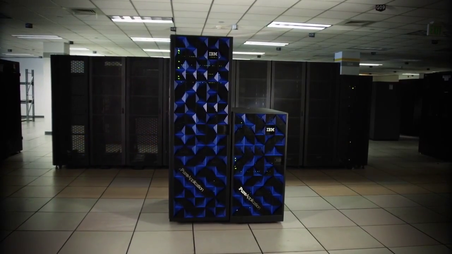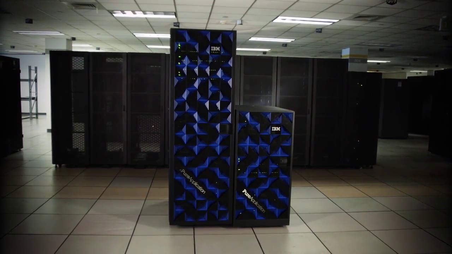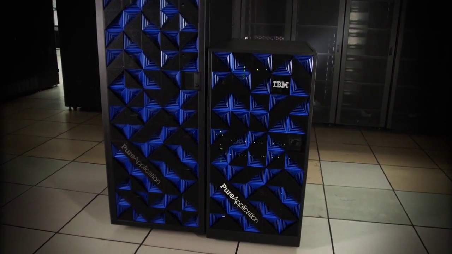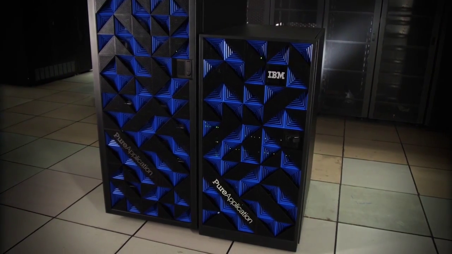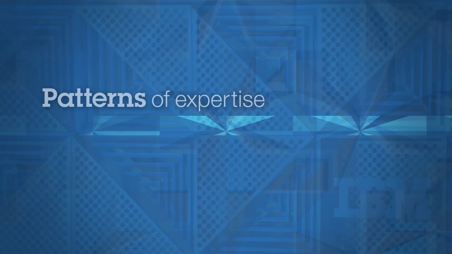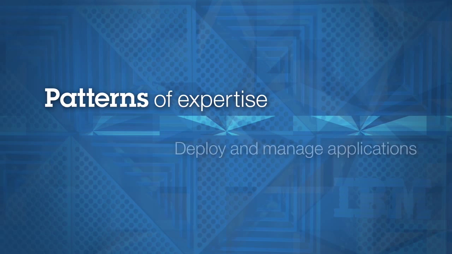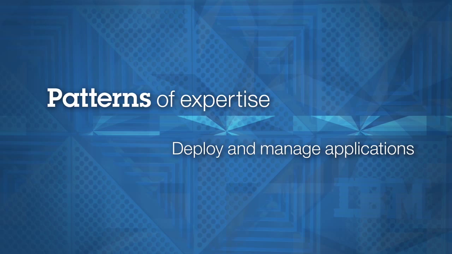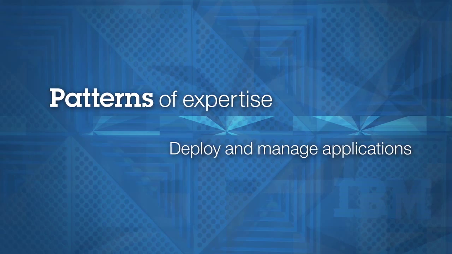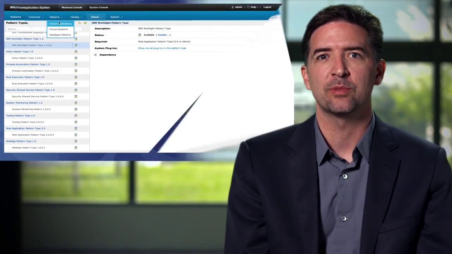IBM Pure Systems are designed to be the easiest to use, best integrated, and optimized systems for running your critical business applications. The secret sauce of Pure Application System is Patterns. Delivered via self-service private cloud, Patterns deliver the built-in expertise to deploy and manage applications on the system. So let's start this tour by taking a look at a pattern.